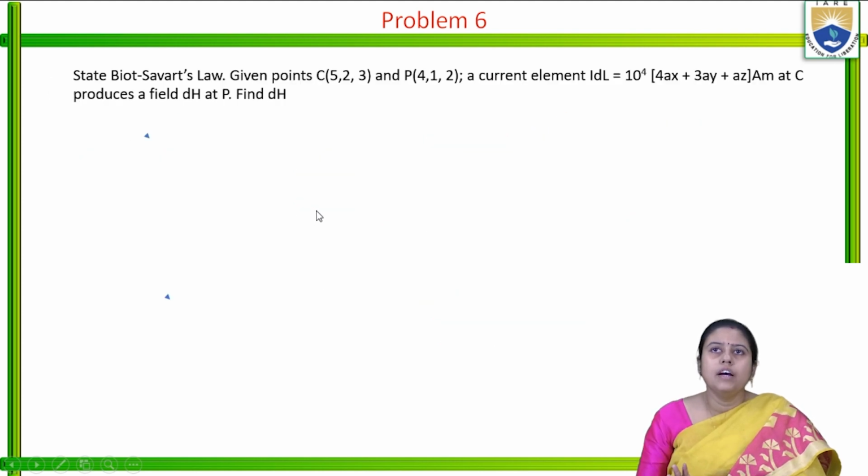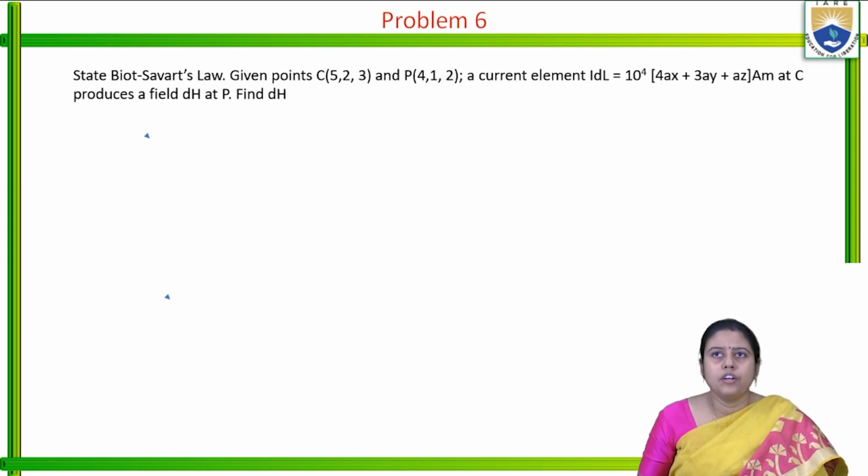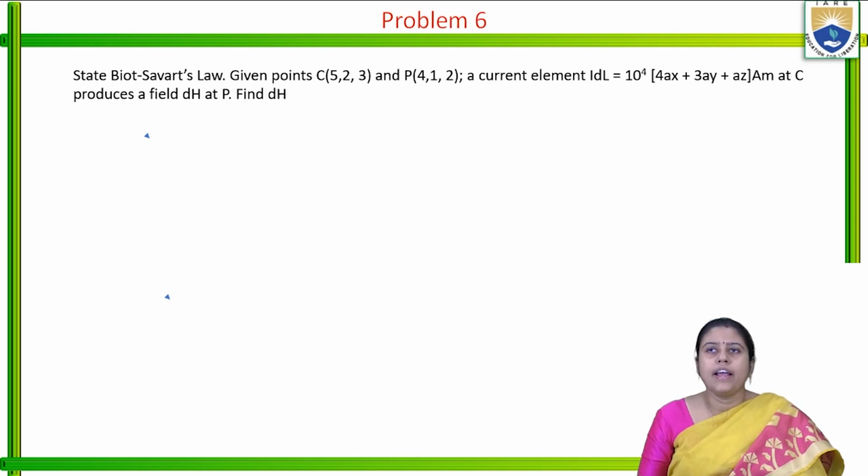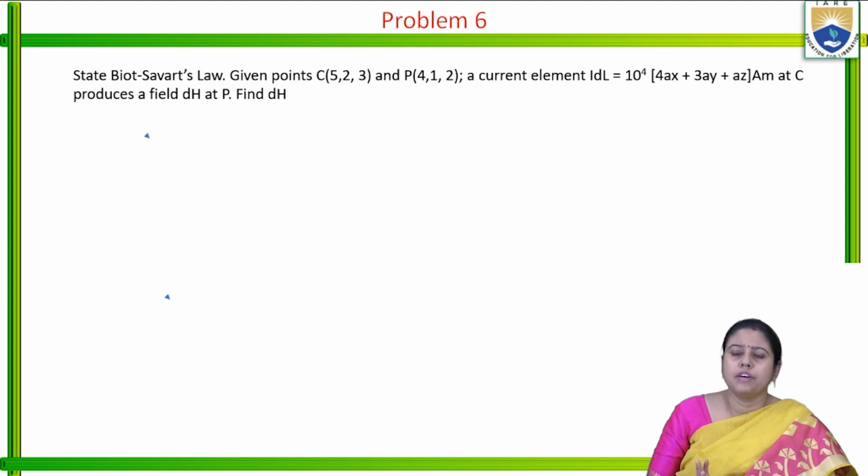Now we are moving to problem number 6. State the Biot-Savart's law and given the point C equal to 5, 2, 3 and P equal to 4, 1, 2, a current element I dl equal to 10 to the power 4 into 4 aX plus 3 aY plus aZ ampere at C produces a field dH at P. Find dH. So first we have to state the Biot-Savart's law.